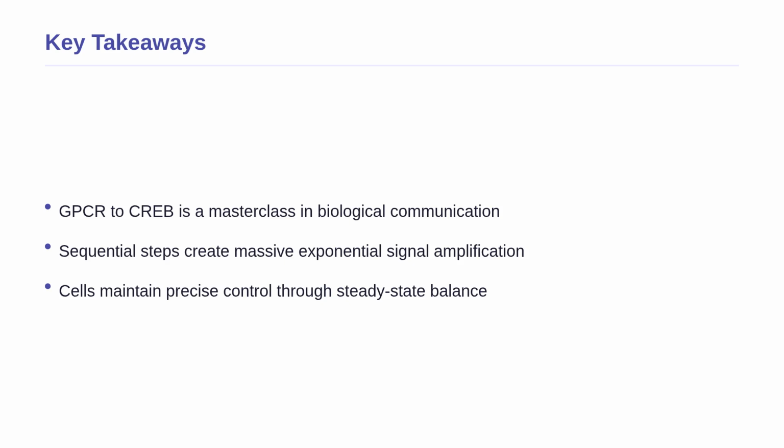We have covered a lot of ground today, so let us summarize the most important ideas. First, the GPCR, cyclic AMP, PKA and CREB pathway is a masterclass in biological communication, translating an external message into an internal genetic response. Second, this pathway is not just a relay race, it is an exponential amplifier, allowing a single molecule to trigger millions of changes. Finally, the cell maintains precise control over this explosive power by balancing production with constant degradation.